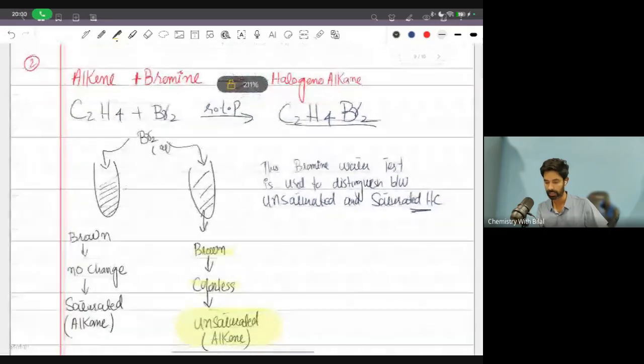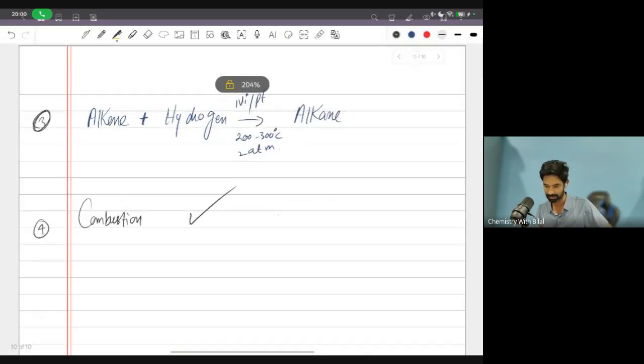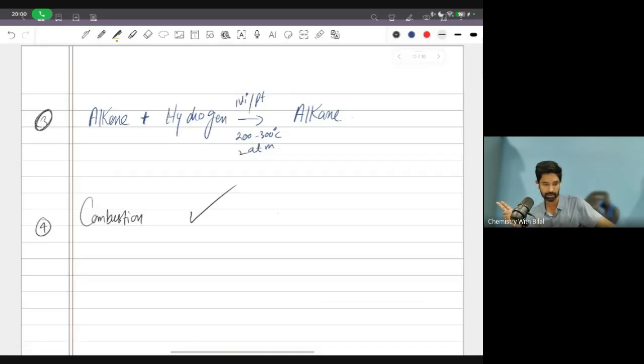And after that, this reaction which is used to distinguish between saturated and unsaturated, the test is called the bromine water test. Bromine is actually brown. When you add it, if it stays brown then it is saturated, an alkane. If the brown color turns colorless, then it is an unsaturated alkene. And these 2 reactions we already did. Combustion is the same. We have already studied that if you add hydrogen to alkene, you get alkane.